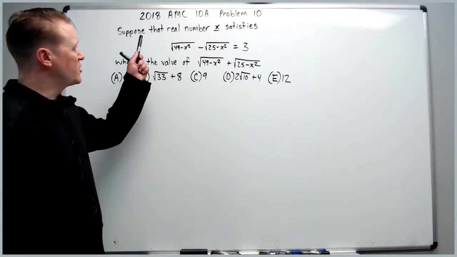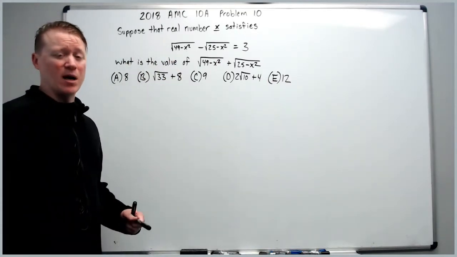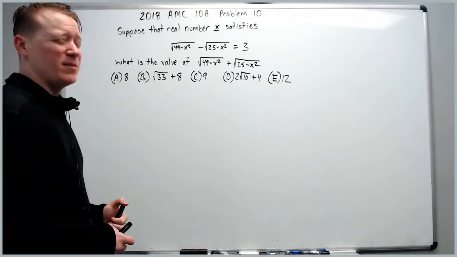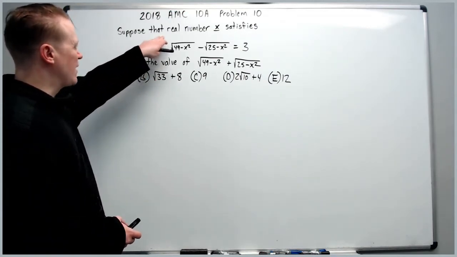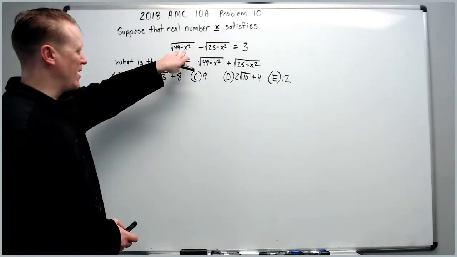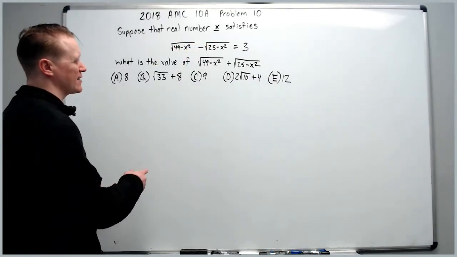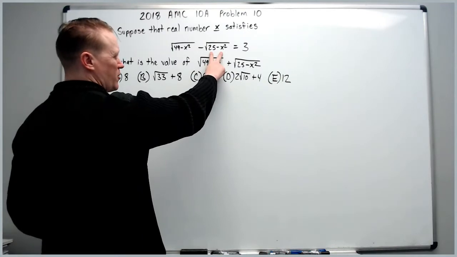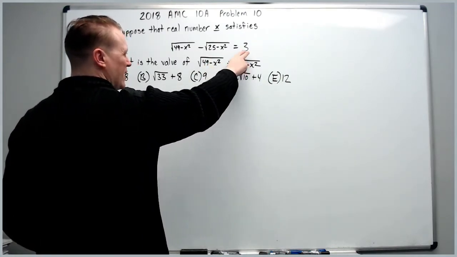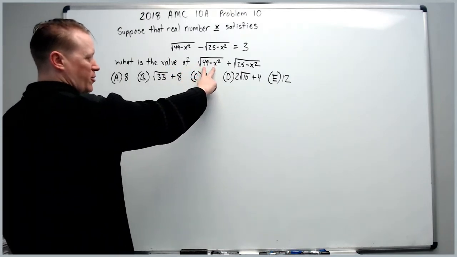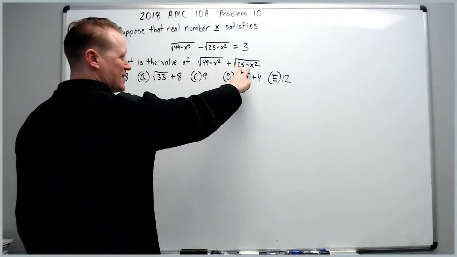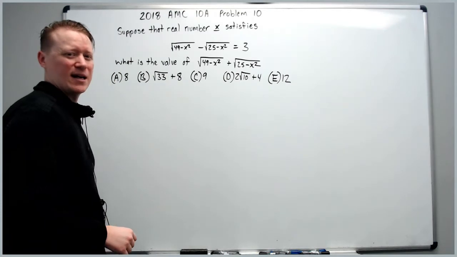All right, and now for the 2018 10A problem number 10. This problem has a significant shortcut if you can perceive it. Suppose that real number x satisfies the square root of 49 minus x squared minus the square root of 25 minus x squared equals 3. What is the value of the square root of 49 minus x squared plus the square root of 25 minus x squared?